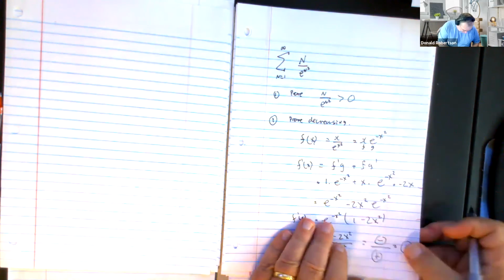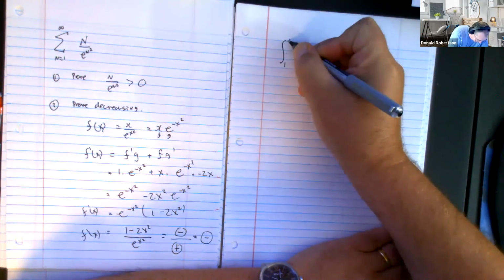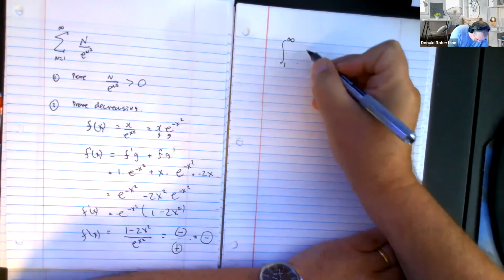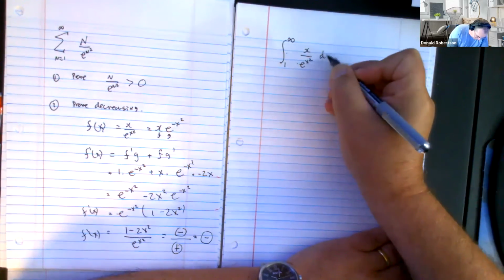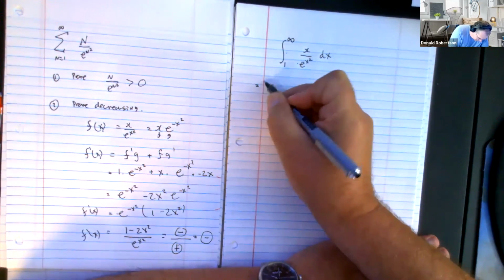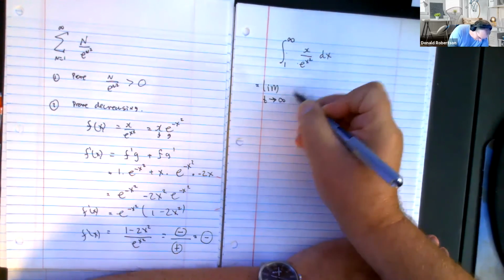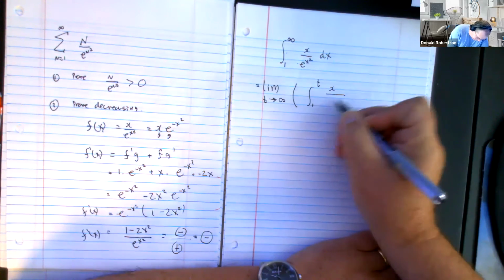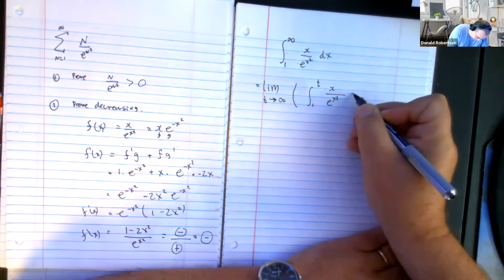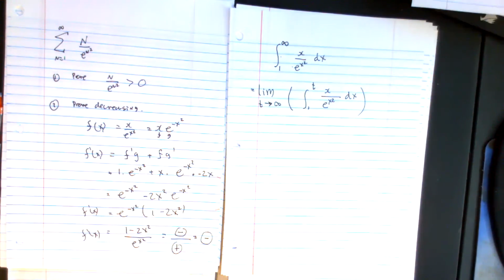And then you move on to the test itself. The integral test says that you have to find the integral from 1 to infinity of x over e to the x squared dx. And that pretty much turns always into this situation. Are you happy about that line? Yeah.